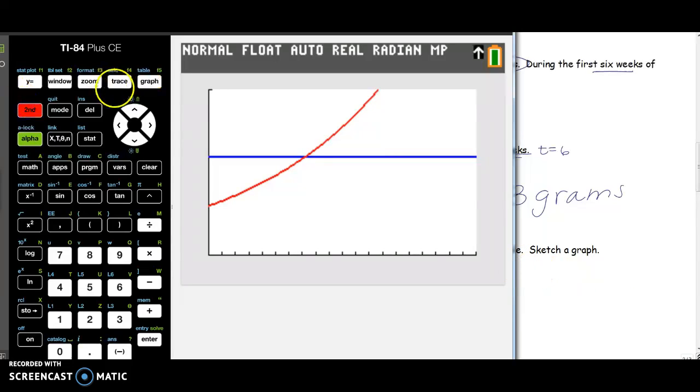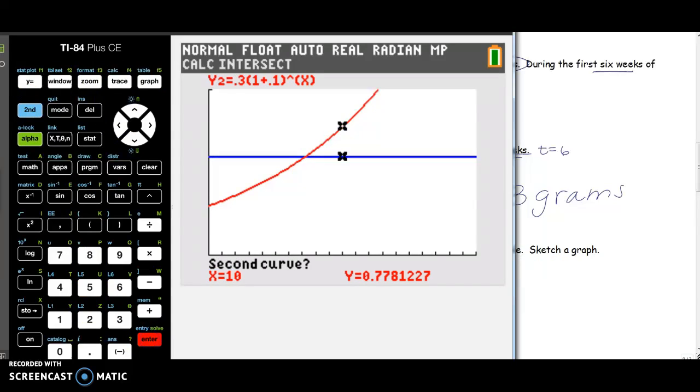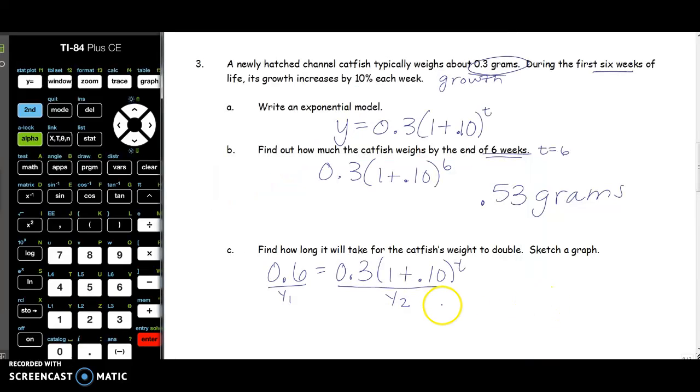So let's find that intersection point. Second trace 5. Enter, enter, enter. So it's going to take 7.27 weeks for that catfish to reach 0.6. And again, our graph looked like so.